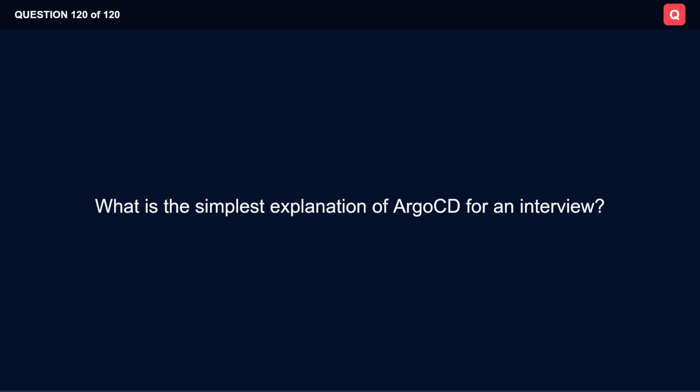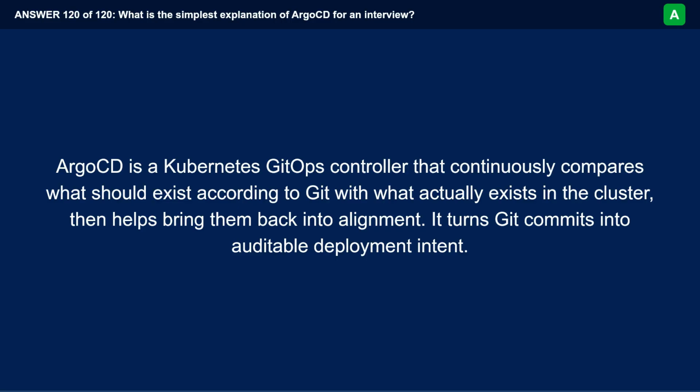What is the simplest explanation of ArgoCD for an interview? ArgoCD is a Kubernetes GitOps controller that continuously compares what should exist according to Git with what actually exists in the cluster, then helps bring them back into alignment. It turns Git commits into auditable deployment intent.